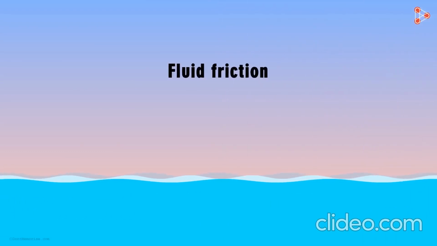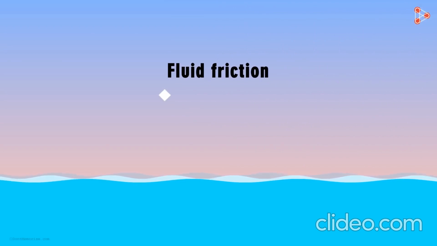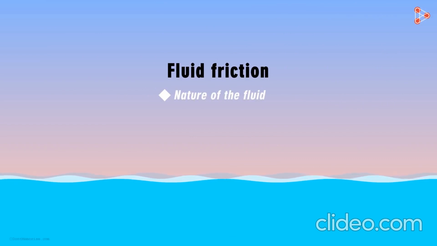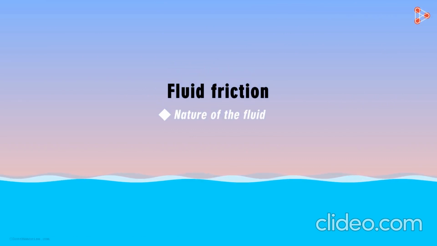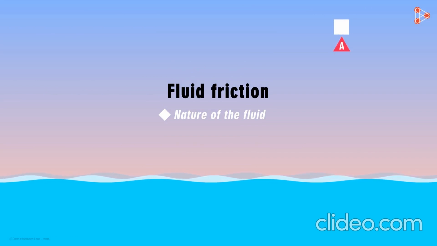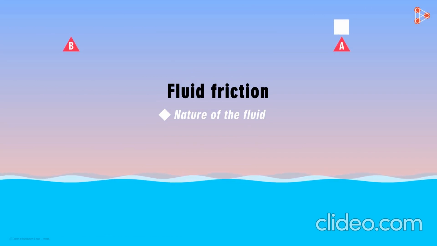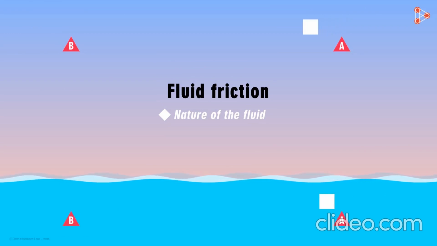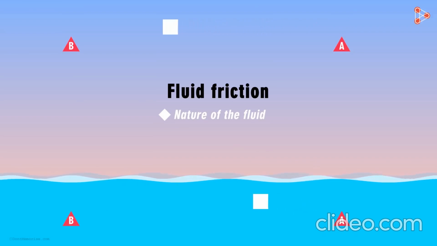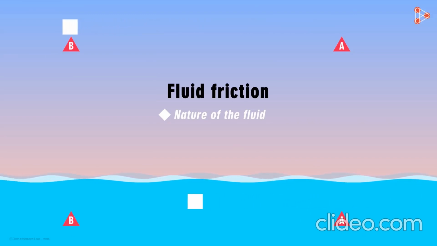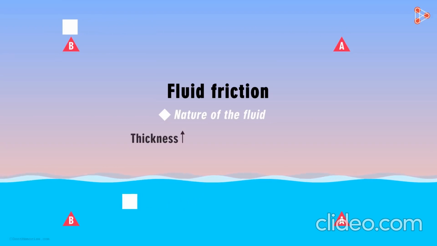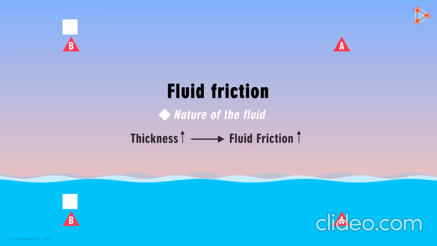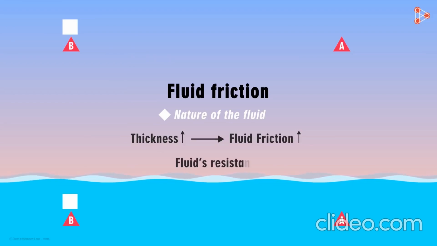What does fluid friction depend on? Let's talk about the first obvious factor. It's the nature of the fluid. To understand this point, you just need to answer a simple question. An object moves from point A to B through air, and in the second case, a similar object travels from A to B through water. Which object do you think encounters more resistance? Clearly, it will be the water, right? Yes, the more the thickness of the fluid, the greater will be the frictional force acting on an object which moves through it. There's a term which describes a fluid's resistance to flow.